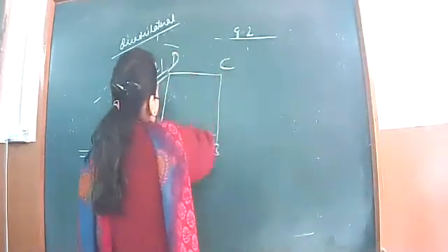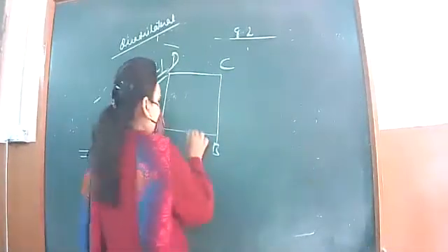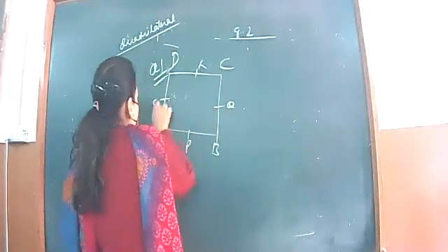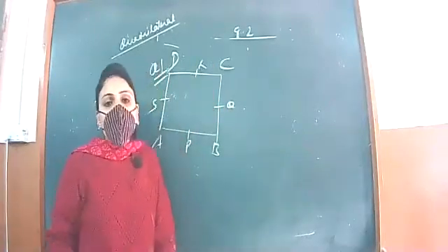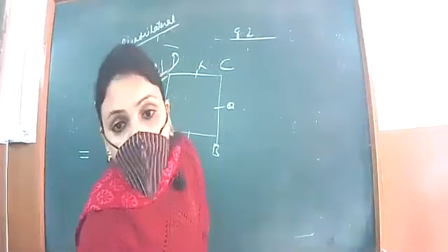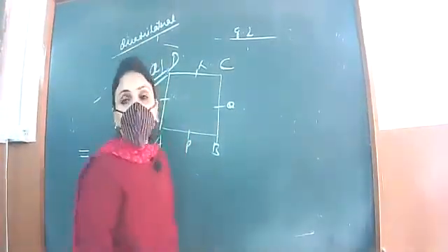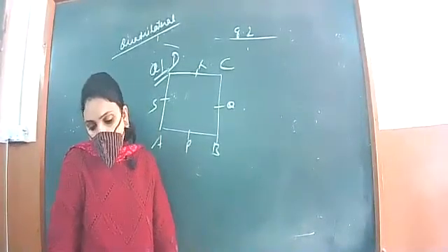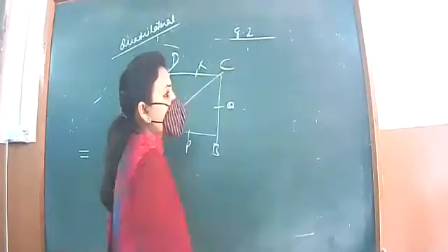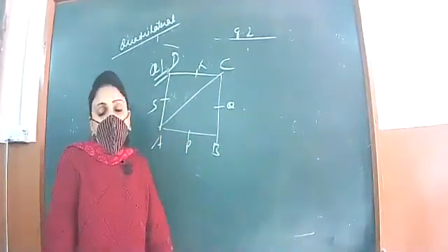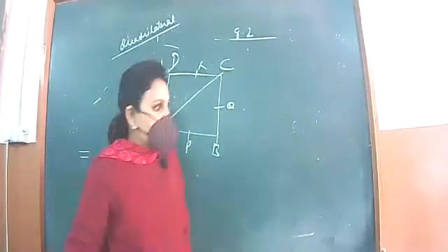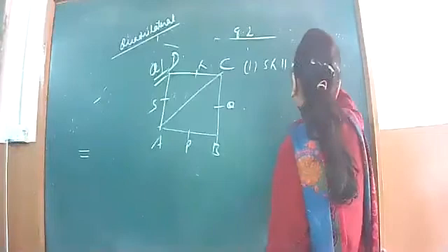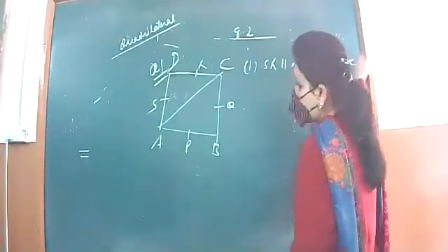ABCD. PQRS are the midpoints. P is the midpoint of AB, Q is of BC, R is of CD, and S is of AD. Midpoints are given to us. AC is a diagonal. You can see diagonal AC is there. These are all which are given to us. To prove: SR is parallel to AC, and SR is equal to half of AC.